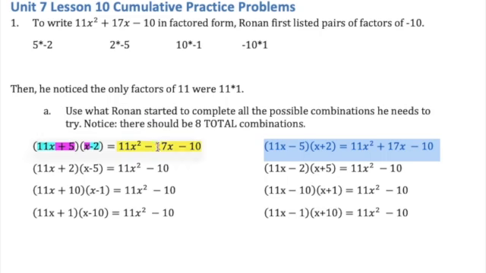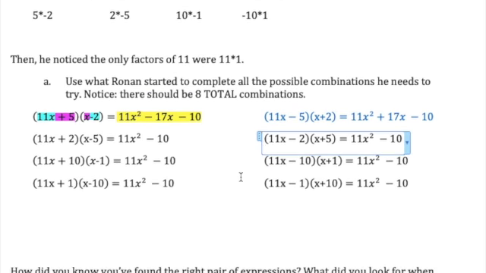So if you have that strategy, if I know that that gets me 17, I don't need to think about the other ones because I know that's going to work. So this one is my correct answer. And so we are going to just look at the next ones.